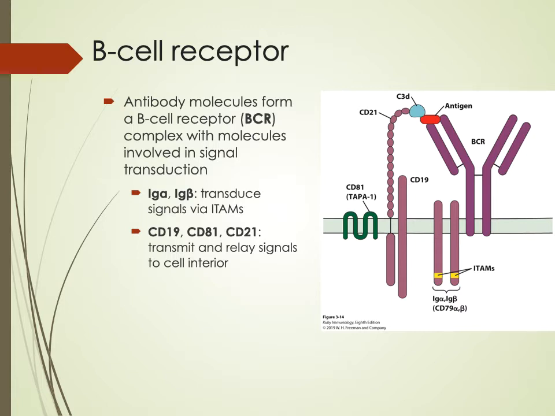Okay. We also have CD19, CD81, and CD21. Again, those are going to be important in stabilizing the interactions between the receptor and the antigen, and then allowing for signal transduction to occur so that we relay the signal inside the cell and then cascade the signaling so that we have a response. So again, big picture, it's not just the B cell receptor. There are other pieces and components in order for a signal to occur to get a response.